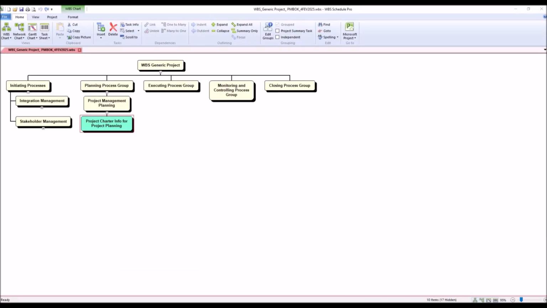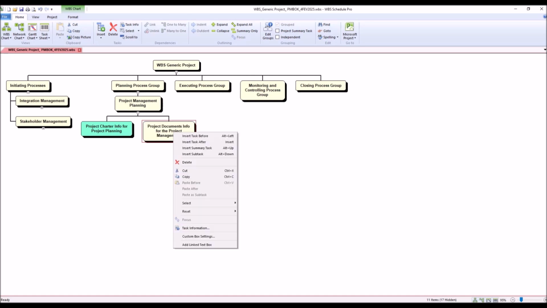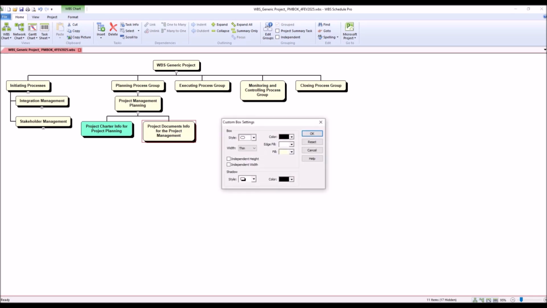The second input to the develop project management plan process is the outputs from other processes. The outputs from other processes is a critical input to the develop project management plan process because it consolidates all subsidiary plans, baselines, and supporting documents into a single, integrated project management plan. Here's why the outputs from other processes are so important.